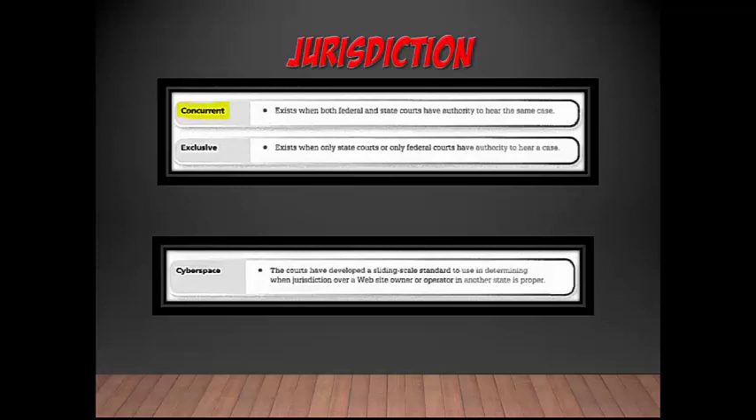Concurrent jurisdiction. Concurrent jurisdiction is when authority exists with both state and federal courts to hear a case, when there are both federal and state laws involved, or there is diversity jurisdiction. And exclusive jurisdiction. Exclusive jurisdiction is when there is a type of law that belongs in a specialty court in the federal or state courts. Those courts have the power to exclude other courts from deciding the matters involved because of specialization.